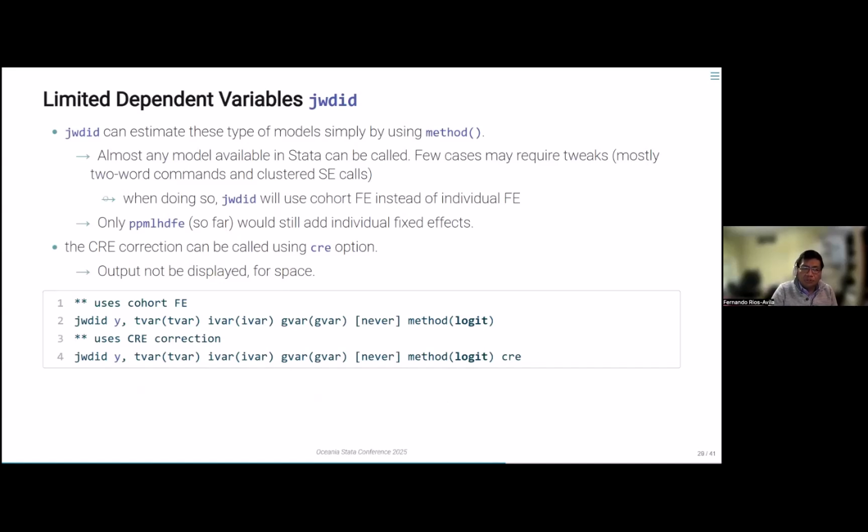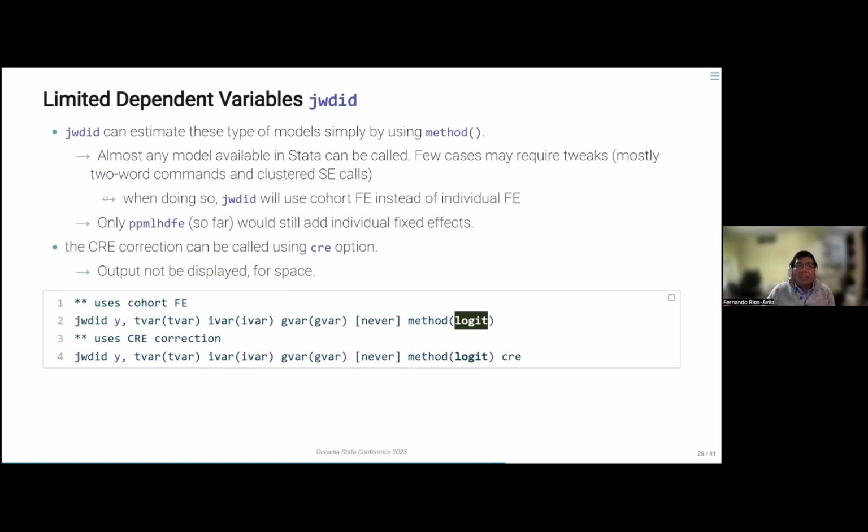What happens when you use JWDID? If you want to change the model, the only thing that you need to do is say what particular model you want to use to analyze your data. I have tried to program it so it's flexible and will accept most commands, but at some point if you have an issue, let me know.